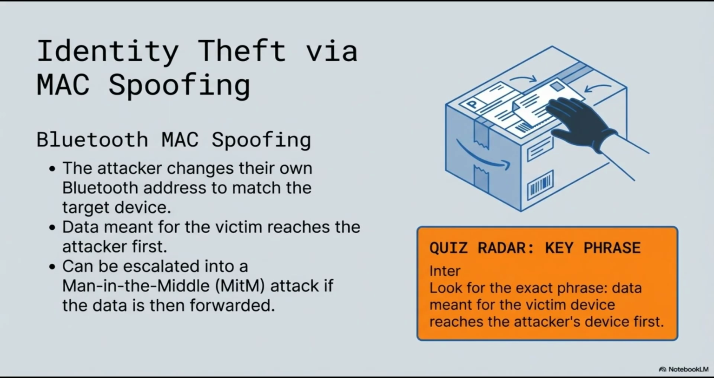And that initial passive interception is incredibly dangerous because it's the foundation for an active man-in-the-middle attack. Yeah. Once the attacker intercepts that data first, they can quietly read it and then forward it along to the actual victim. The victim's device still gets the message, so no alarms go off. It's an invisible middleman. Think through this process for a second.